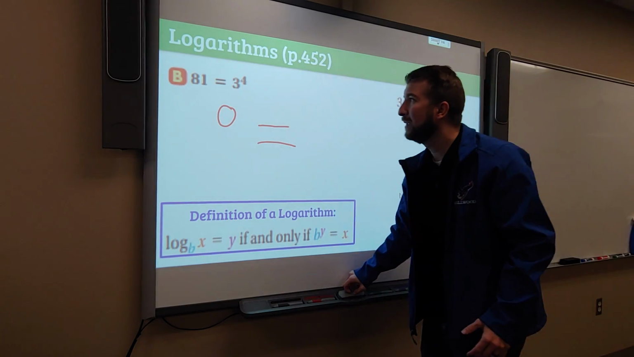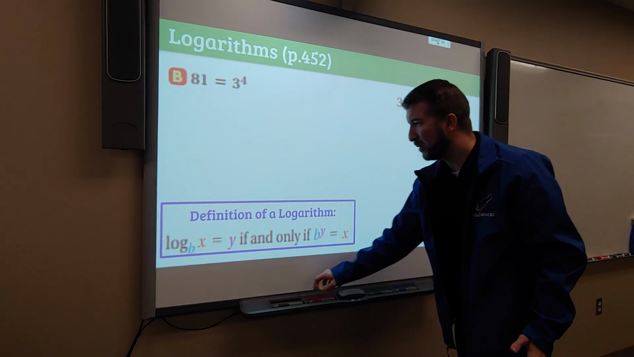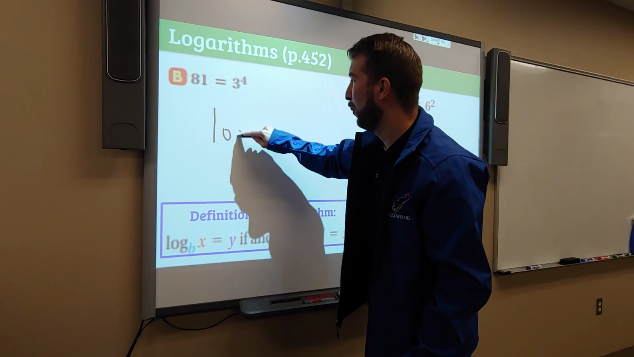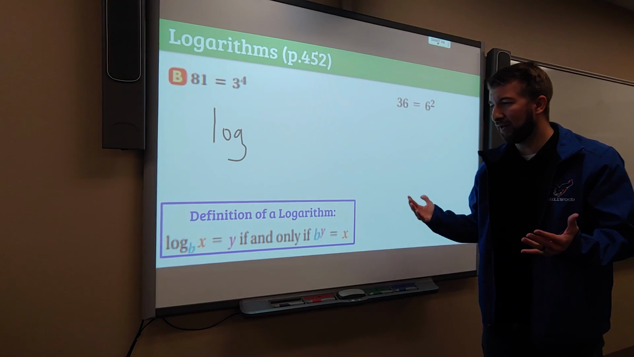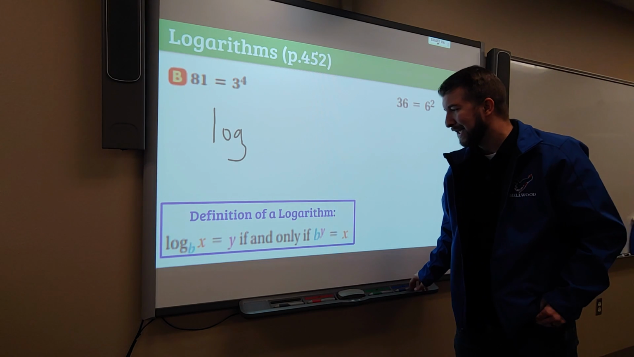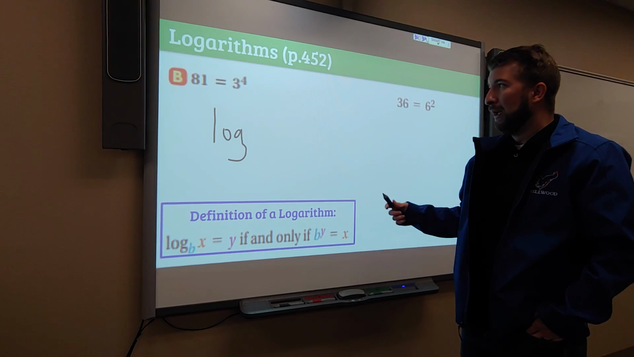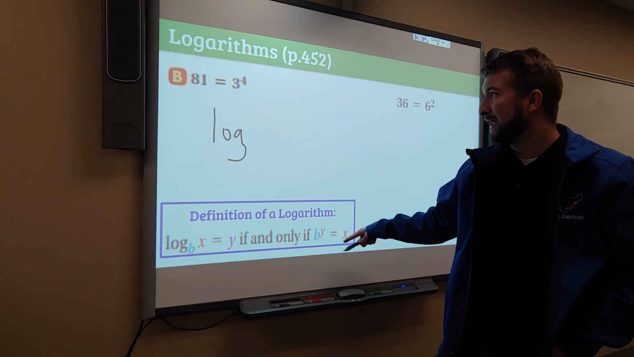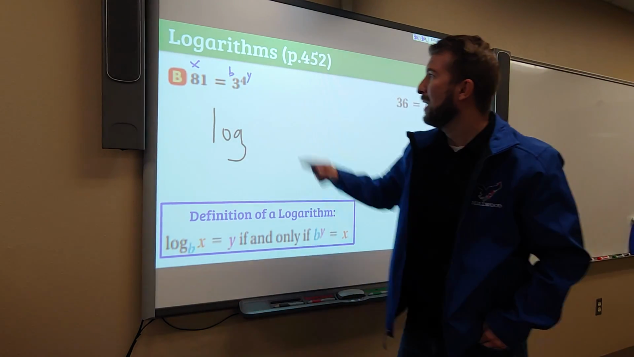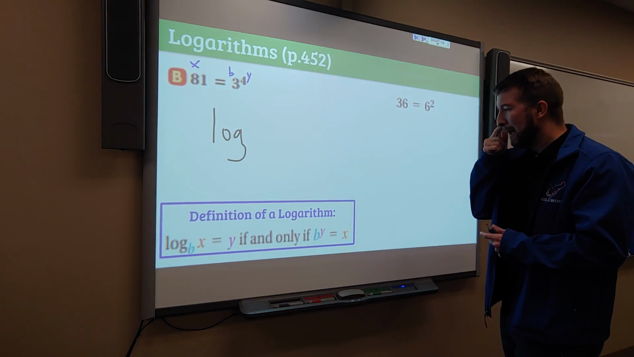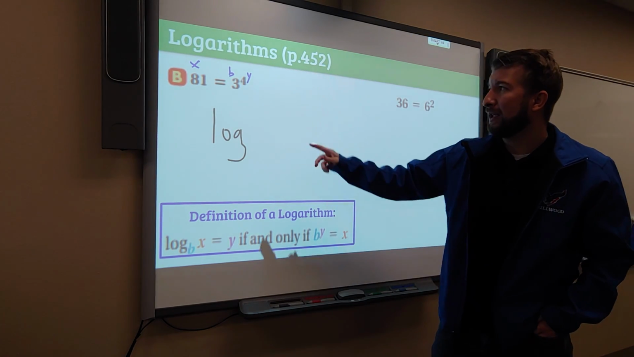So let's look at some examples. If I wanted to write this in logarithmic form, I know that I'm going to have the word log, and then it's just a matter of plugging in the numbers correctly. If you need to, highlight numbers, or label this is going to be the x, this is the b, this is the y. If you need to do something like that, you can. Personally, I'd probably just look at it like this.